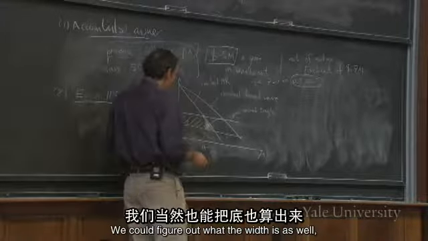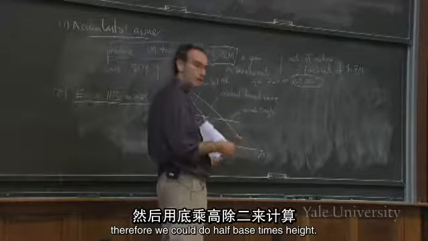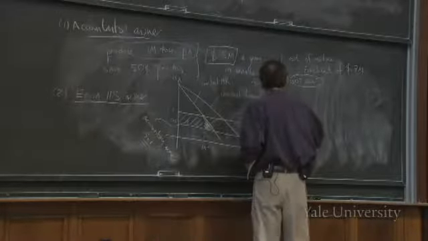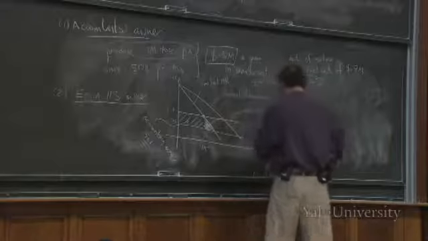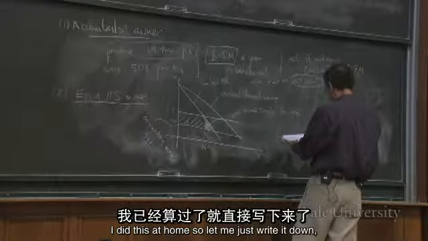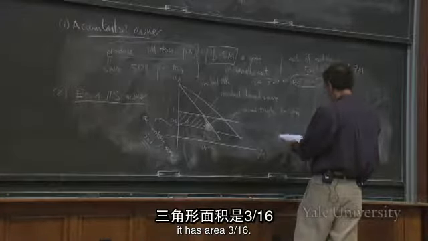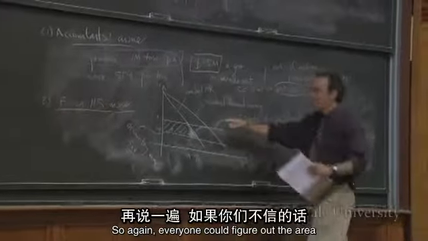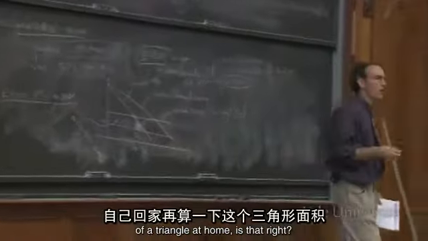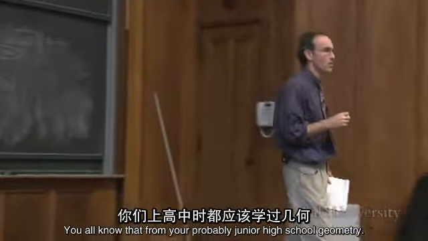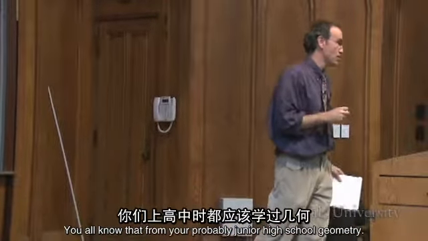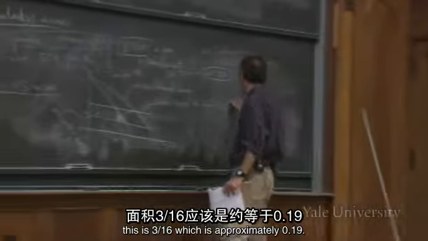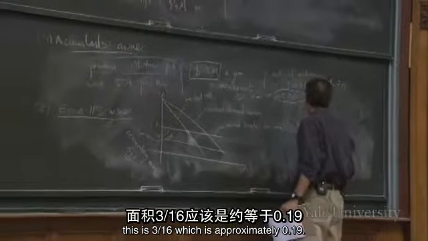We could figure out what the width is as well, therefore we could do half base times height. Turns out that this has area, I did this at home, so let me just write it down. It has area 3/16. All right? So again, everyone could figure out the area of a triangle at home, is that right? You all know that from your probably junior high school geometry. So assume I did it correctly at home, this is 3/16, which is approximately 0.19.